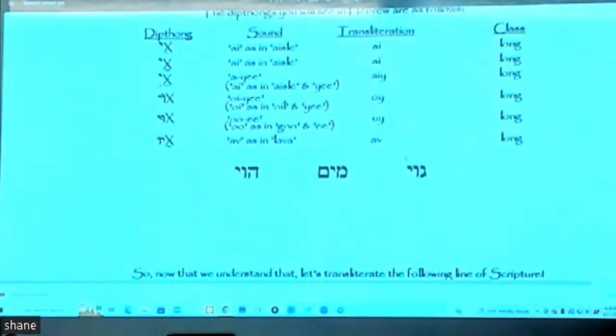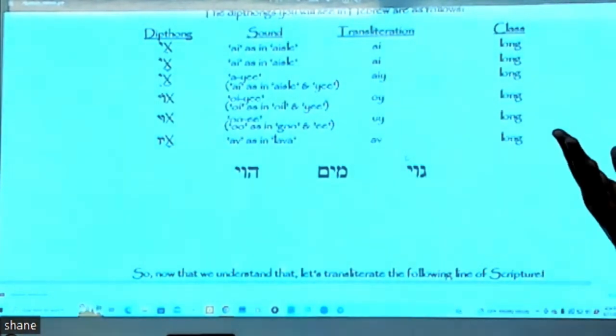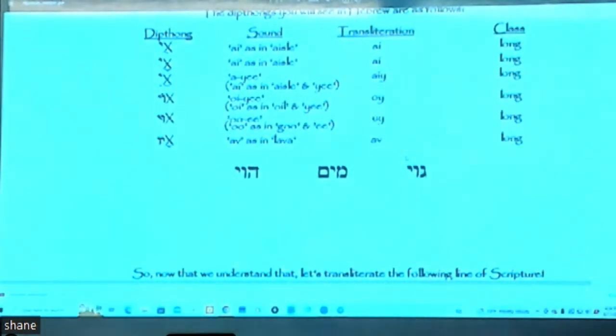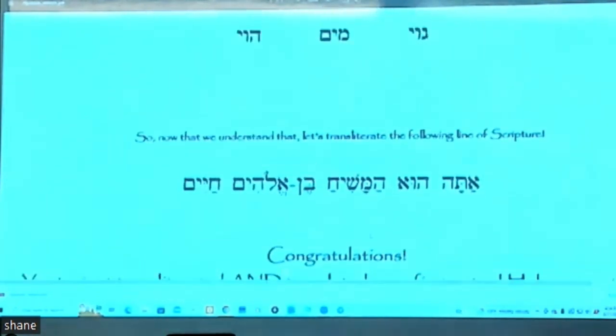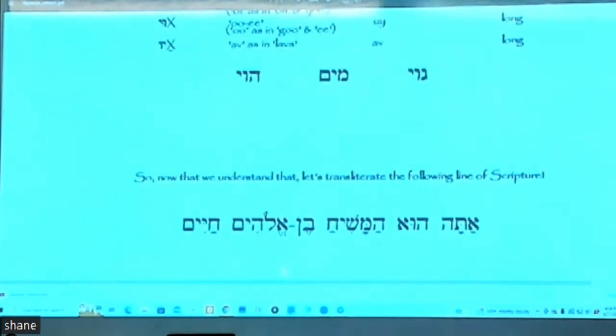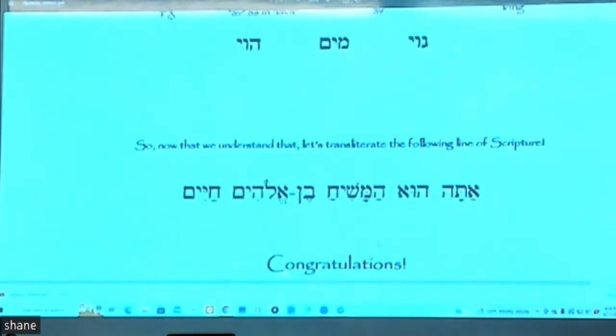So now that we understand that, or at least that's what everybody told me. I mean, if we have questions, then we need to ask them. But what we're going to do is go ahead and move on. We're going to do a sentence now. Okay. We're not going to hurry it up. We're going to take our time. All right. So we're going to transliterate this following line of scripture. Okay. So can everybody see it?